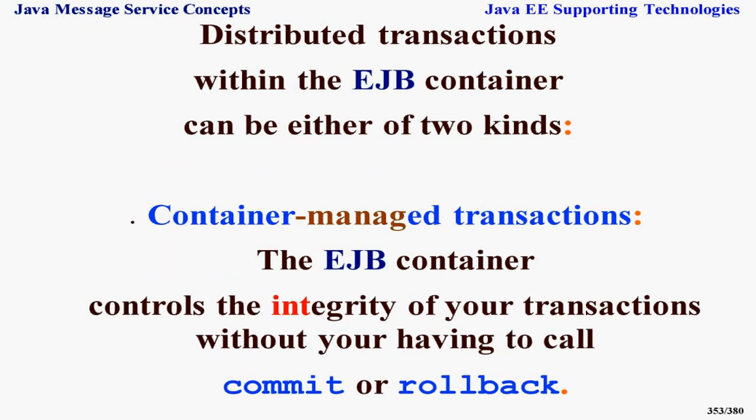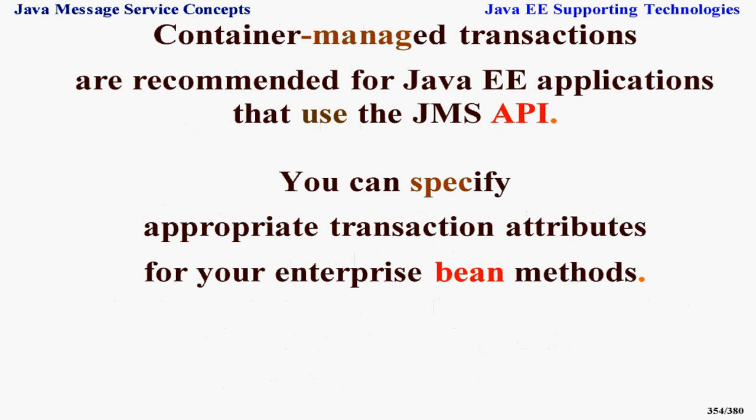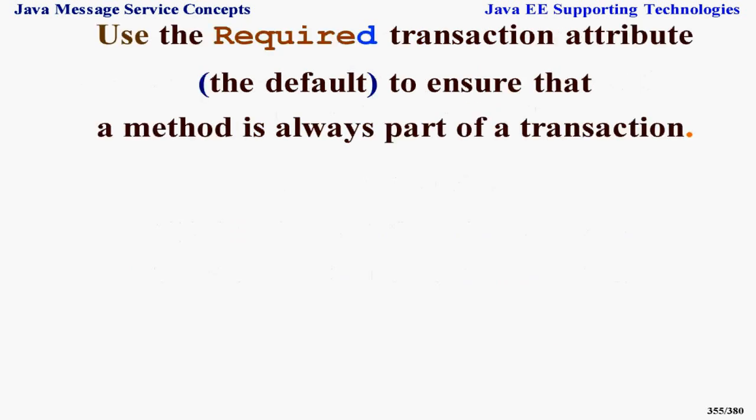Distributed transactions within the EJB container can be either of two kinds. Container-managed transactions: the EJB container controls the integrity of your transactions without your having to call commit or rollback. Container-managed transactions are recommended for Java EE applications that use the JMS API. You can specify appropriate transaction attributes for your enterprise bean methods. Use the Required transaction attribute, the default, to ensure that a method is always part of a transaction.